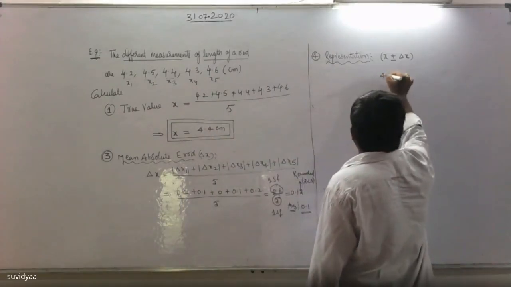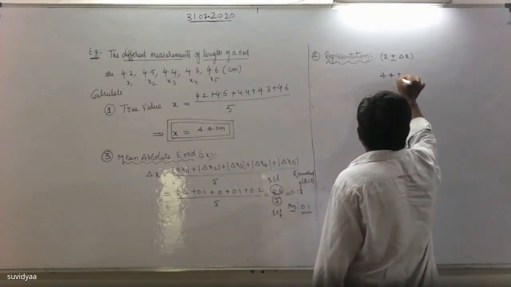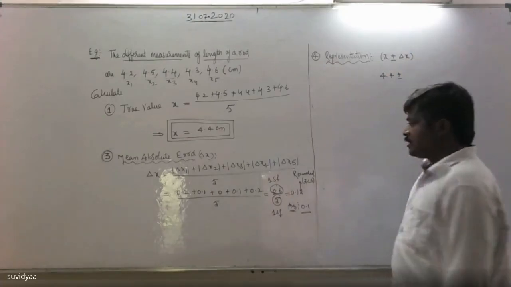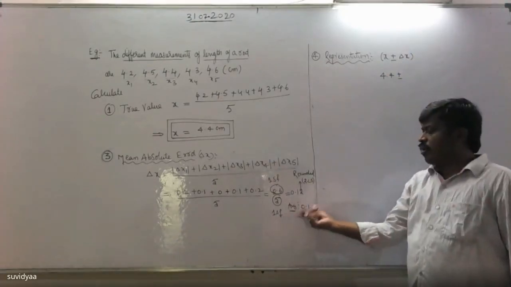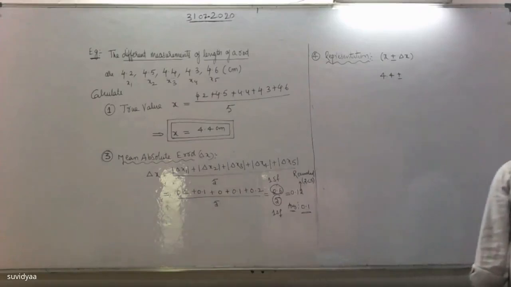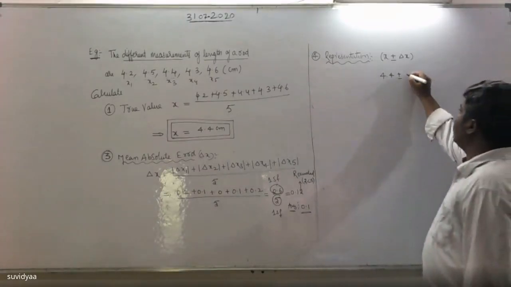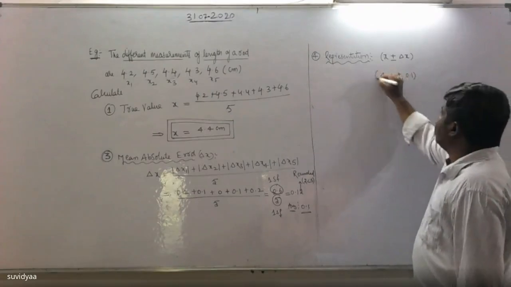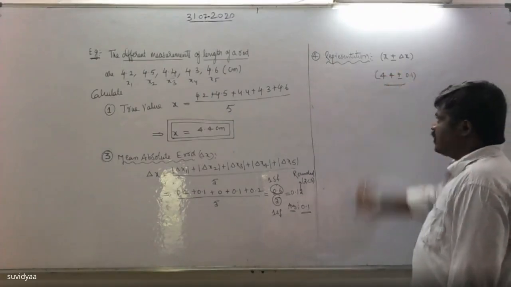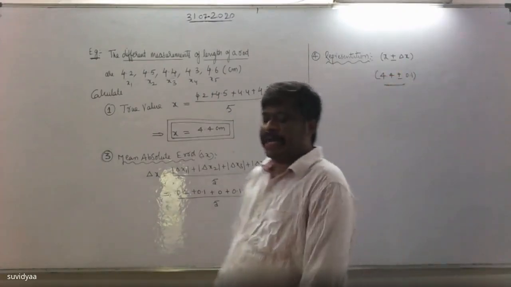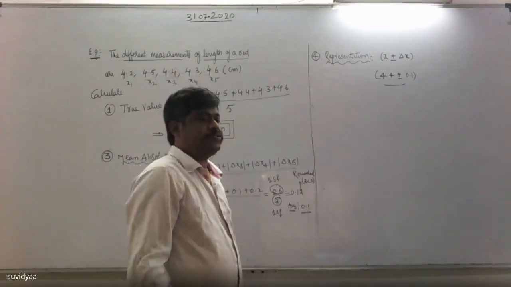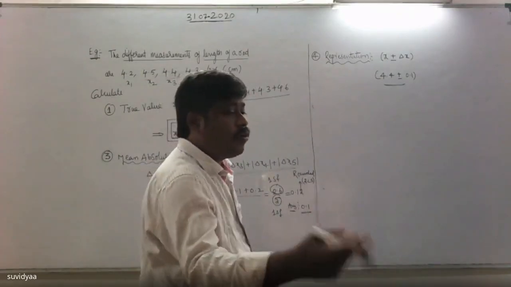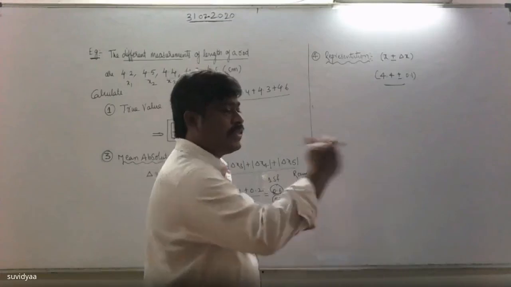4.4 plus or minus delta x. Delta x, how much did you get? 0.1. Yes or no? Delta x, how much did you get? 0.1. So right here, 0.1. That's all. This is the representation. Understood? That's all. Simple. Already I told you the formulas, everything.